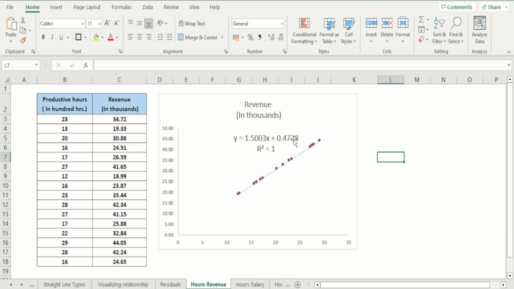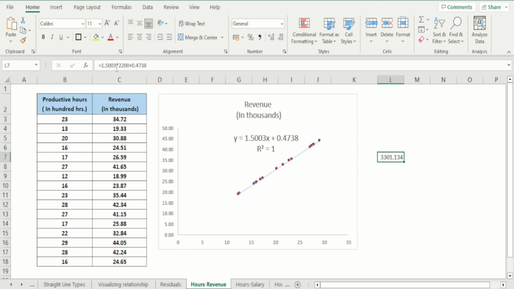Now that we have an equation, we can use it. So the equation will be, we can just write it. It is going to be 1.5003 multiplied by, let's say, 2200 hours plus the intercept is 0.4738. So this out here, remove this. So this will give us the revenue.